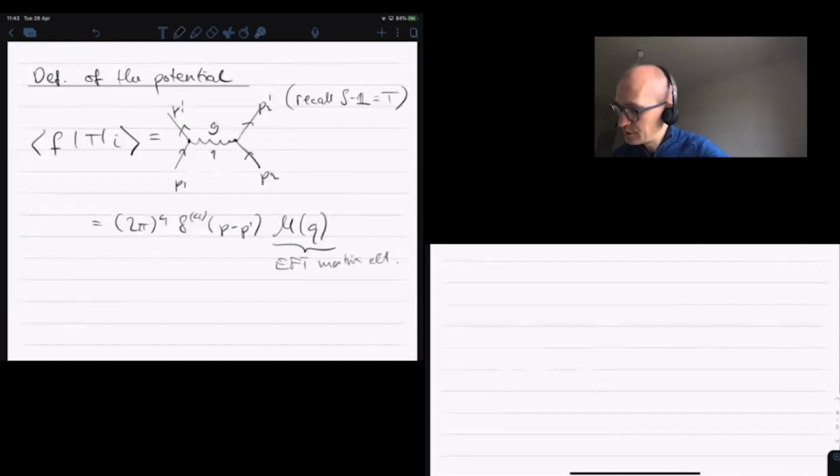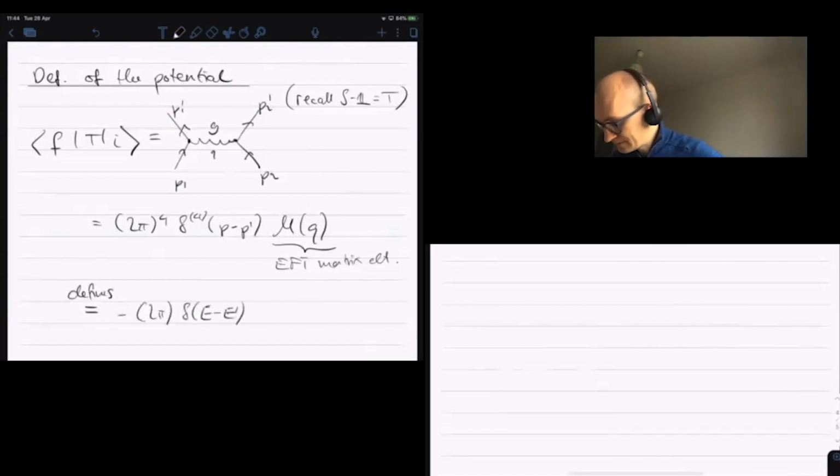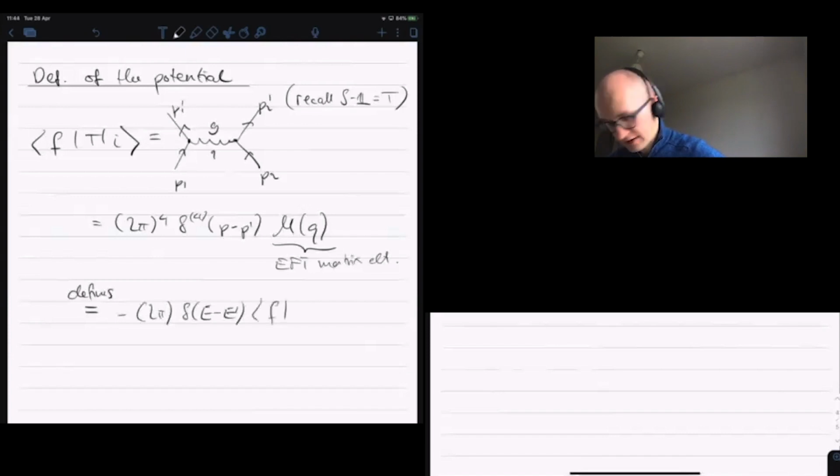Of course, this definition of the potential has nothing to do with EFT, okay? I will tell you in a second how this gives you a potential. This is just something general that you can do in quantum field theory. So now this defines for us, if you want, minus 2 pi times delta of E minus E primed times F V of Q I.